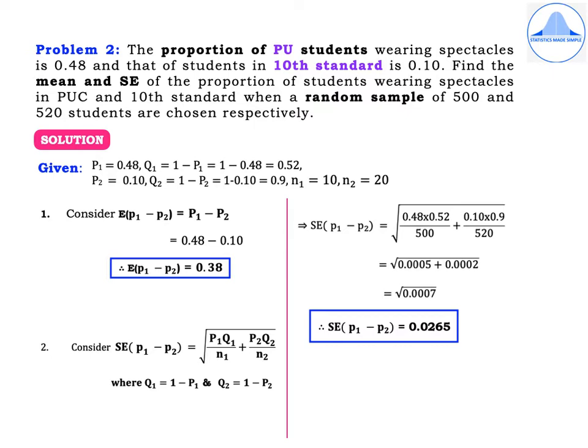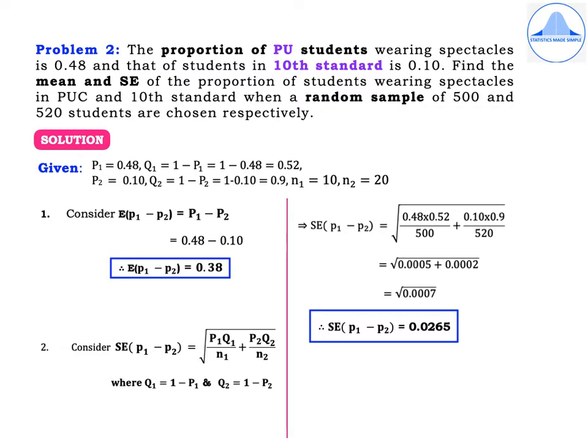So Q1 is 1 minus P1, which is 1 minus 0.48, which is equal to 0.52. Similarly, capital P2 is 0.10. Therefore, Q2 is equal to 1 minus P2, which is 1 minus 0.10, which is equal to 0.9. Then the two sample sizes are given, that is N1 is equal to 500 and N2 is equal to 520.